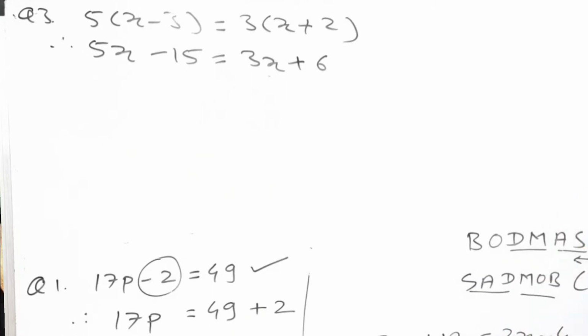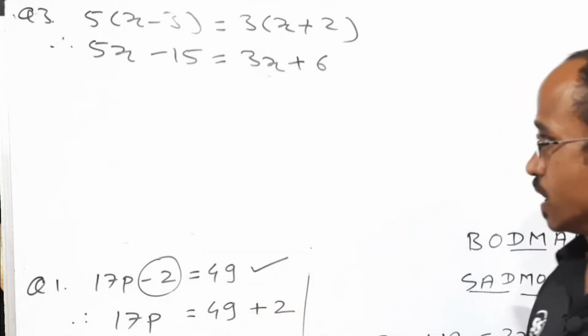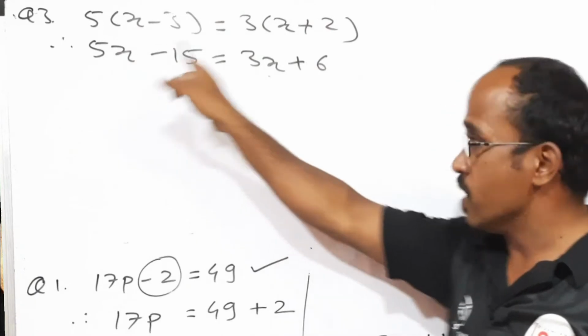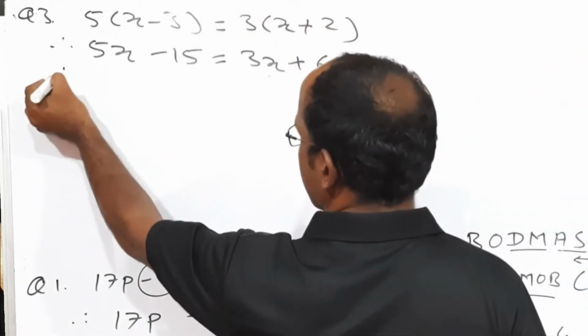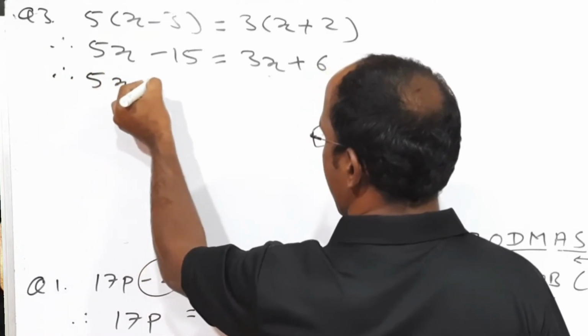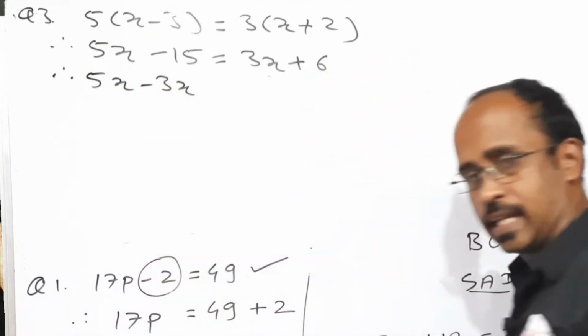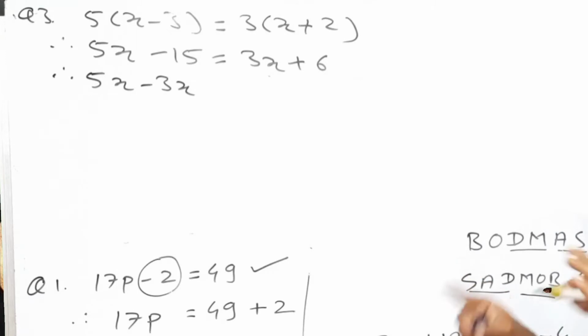Right? So what do we have to do? Collect the variables on one side. So this 3x will change the side, which is plus here. After changing side, it will become minus. So on the left hand side, 5x minus 3x. Clear? At a time, we can do both operations.